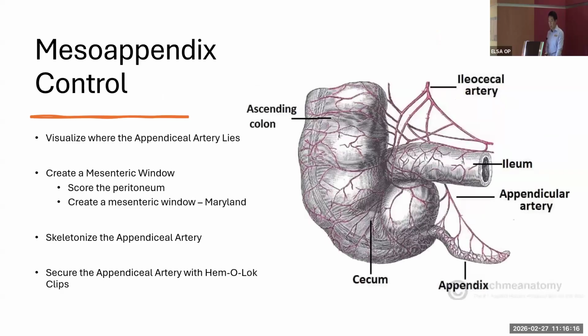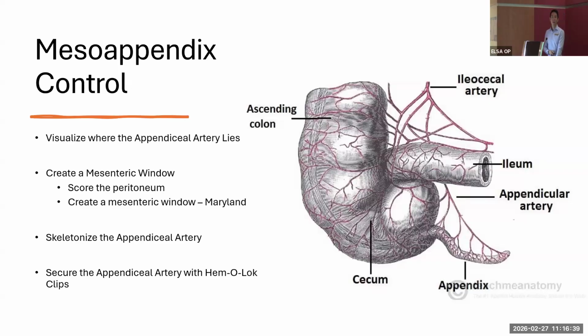Mesoappendix control: the appendiceal artery lies in the same place all the time, it doesn't change. It lies at the apex, or rather the tip of the flag of the mesoappendix. It always lies over there. Sometimes the resident may say, "I can't find it, it doesn't exist, it's thrombosed off." It's not true. It's always there.